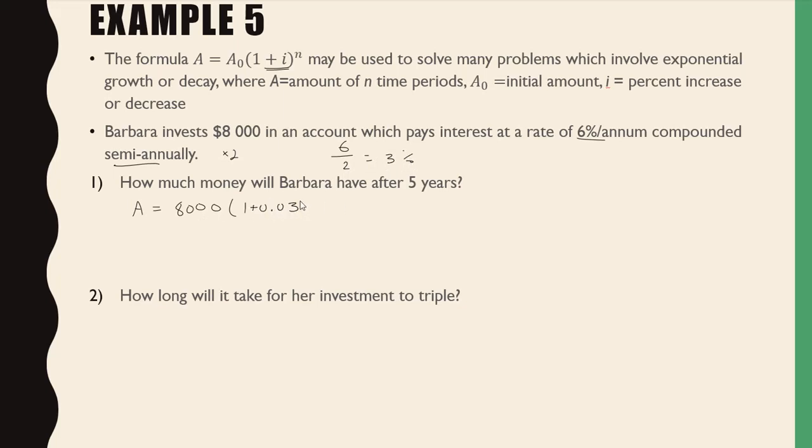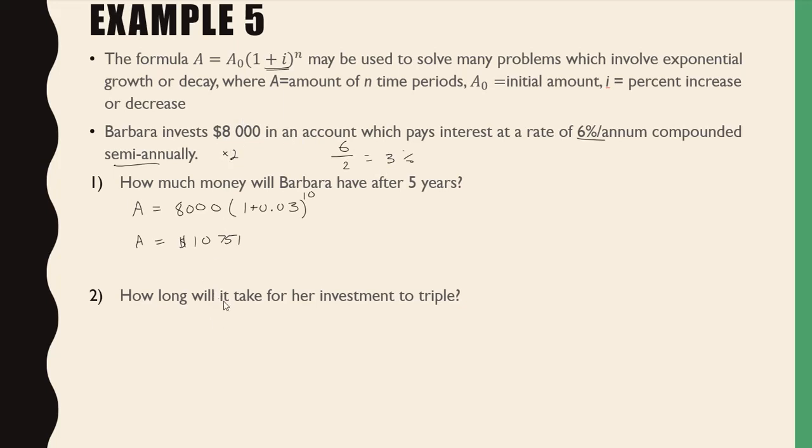Then we have to ask ourselves, well, how many times in 5 years will I actually have this happen? Well, it's going to happen 10 times, because we get every year, twice a year, for 5 years. And then we can just put that right into a calculator, get our answer, and we find out that it's $10,751 after 5 years. So not a bad little chunk of change, how much she's made there.